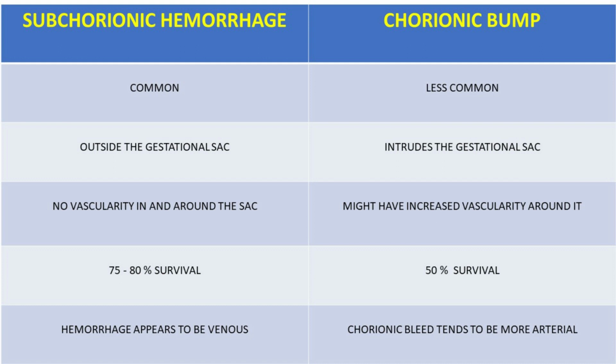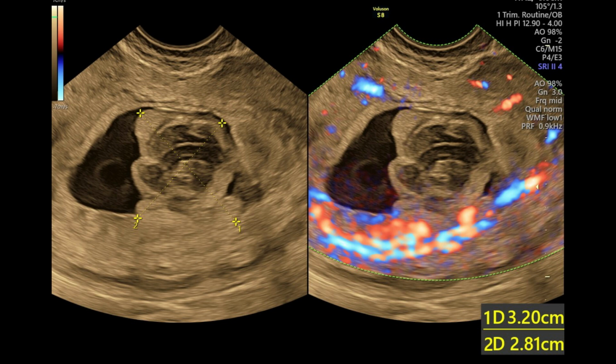Now we can go to the differences between larger subchorionic hemorrhage and chorionic bump. Subchorionic hemorrhage doesn't deform the gestational sac, even though the gestational sac can be deviated or compressed by a larger subchorionic hemorrhage. But the larger chorionic bump deforms the gestational sac. On Doppler, both the subchorionic hemorrhage and the chorionic bump show no vascularity within the lesion, but there can be increased vascularity around the chorionic bump that you are seeing here.